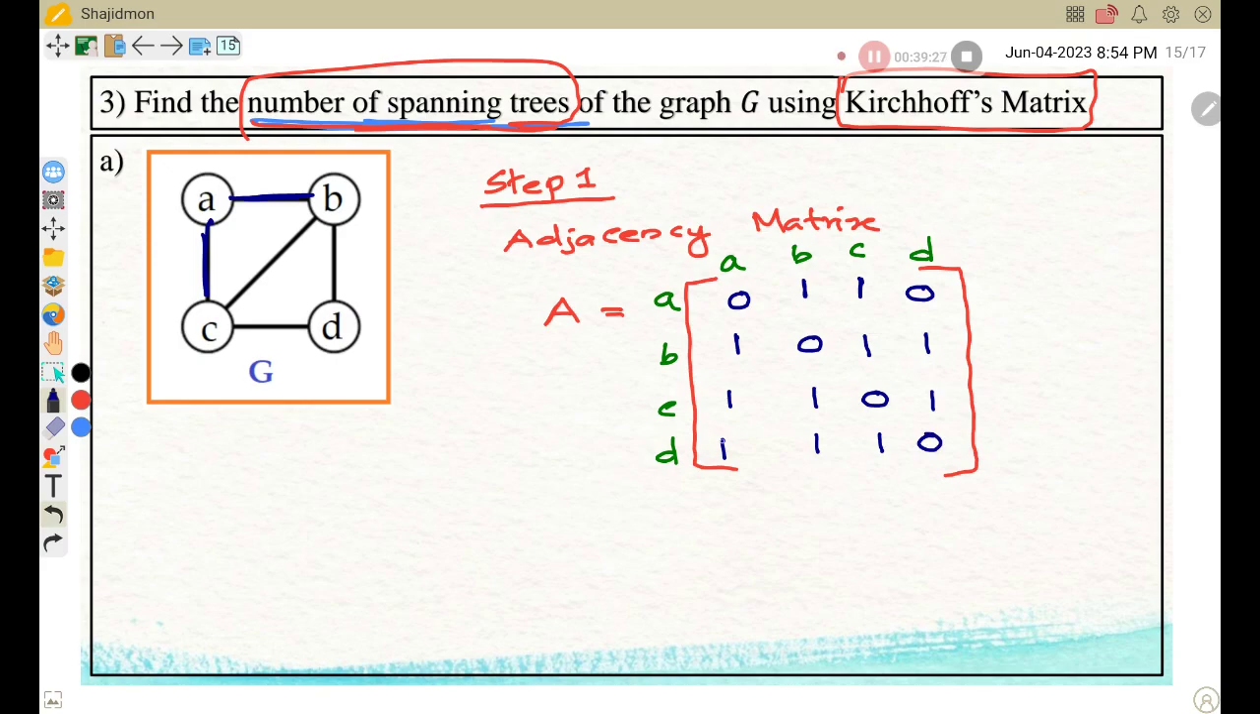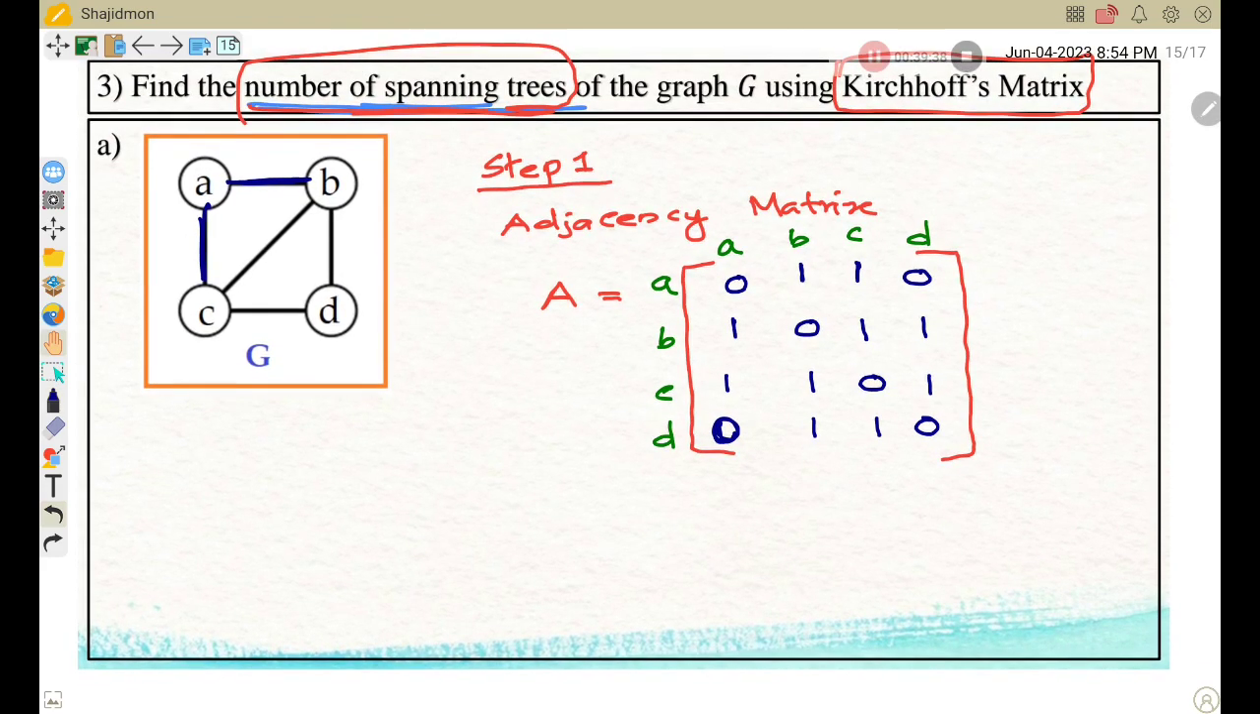D to A, there is no edge, so 0, the first number is 0. Sorry, the first number is 0. D to A, there is no direct edge. You can see that in the graph. Okay, so this is the first step. I hope you understood the first step. Okay, now I will go to the second step, step number 2.